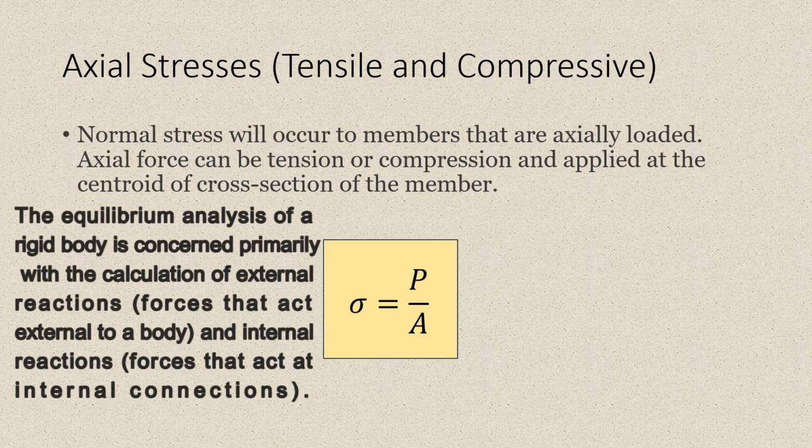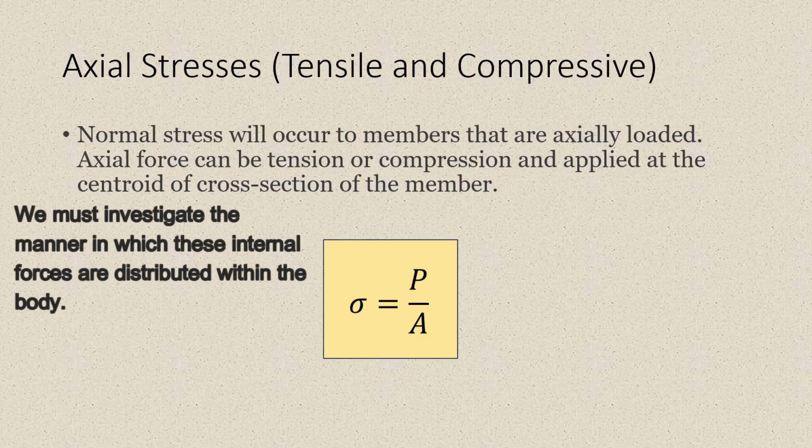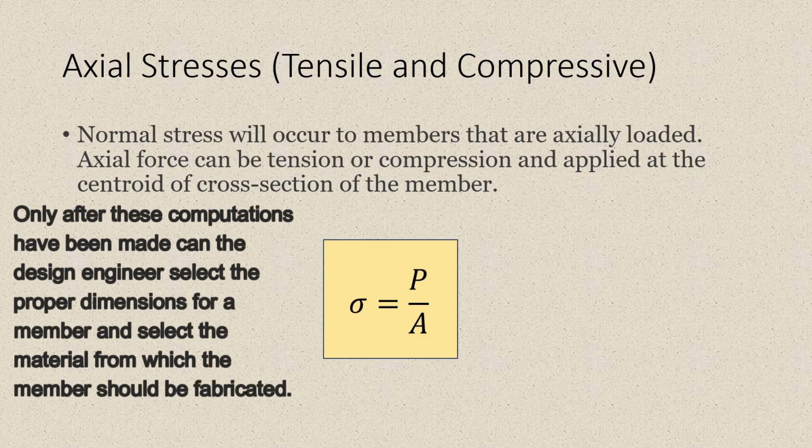Now, the equilibrium analysis of a rigid body is concerned primarily with the calculation of external reactions, which are forces that act external to a body, and also internal reactions, or forces that act at internal connections. However, in mechanics of materials, we must extend this analysis to determine internal forces, that is, forces that act on cross-sections that are internal to the body itself. In addition, we must investigate the manner in which these internal forces are distributed within the body. Only after these computations have been made can the design engineer select the proper dimensions for a member and select the material from which the member should be fabricated.